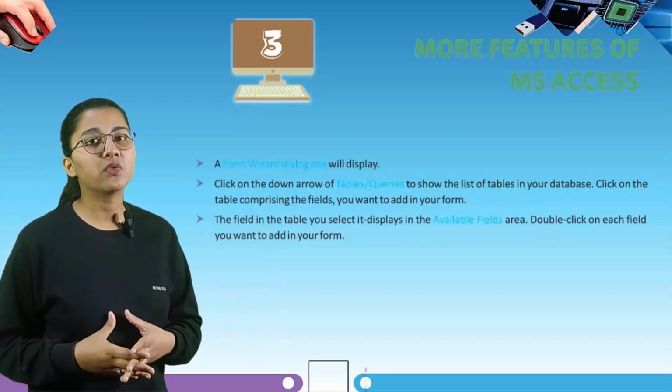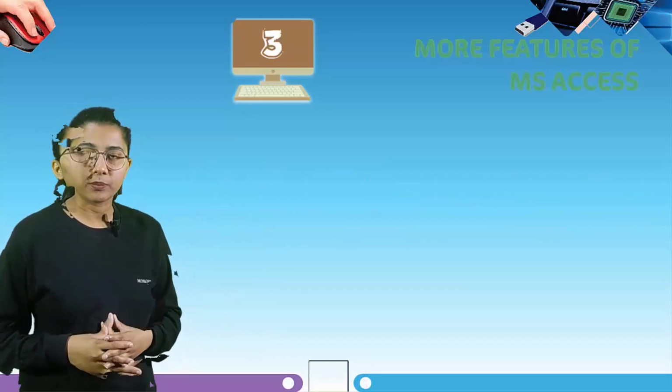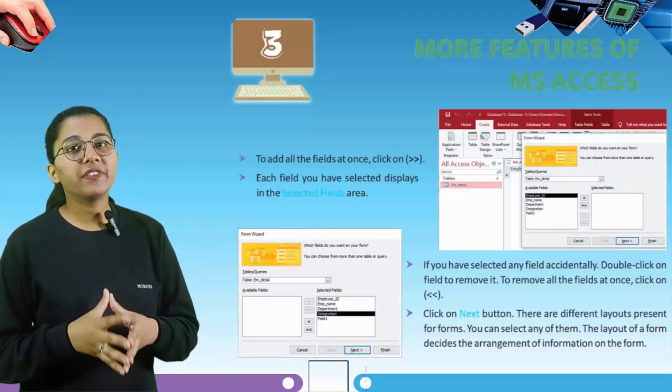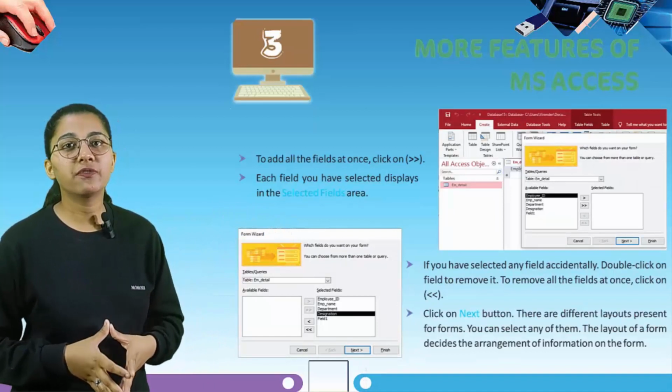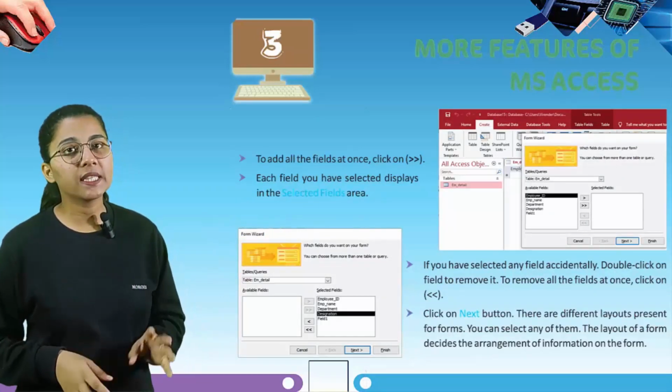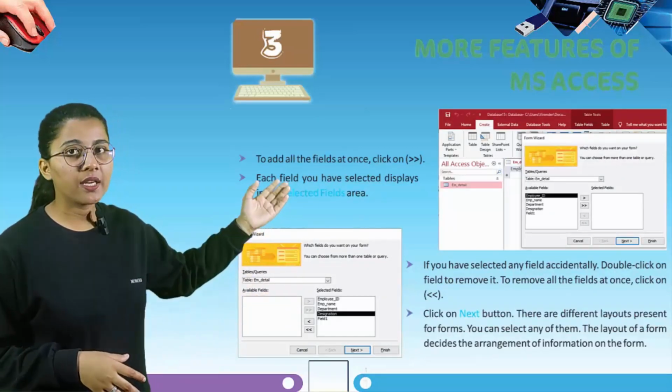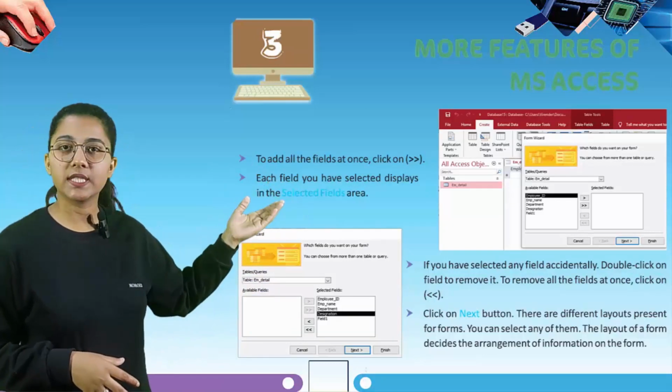Double click on each field you want to add in your form. Now, to add all the fields at once, click on this button. Now next, each field you have selected displays in the Selected Fields area. And here you can see the interface along with the steps.